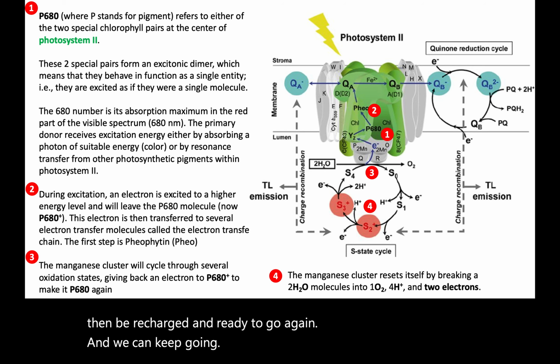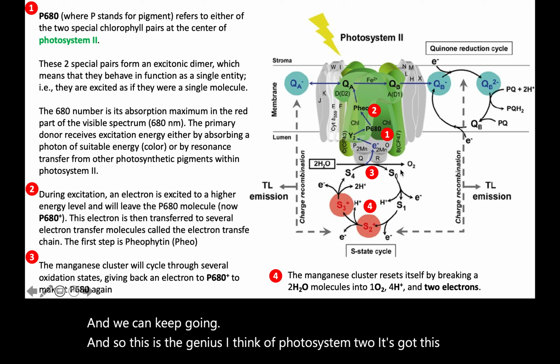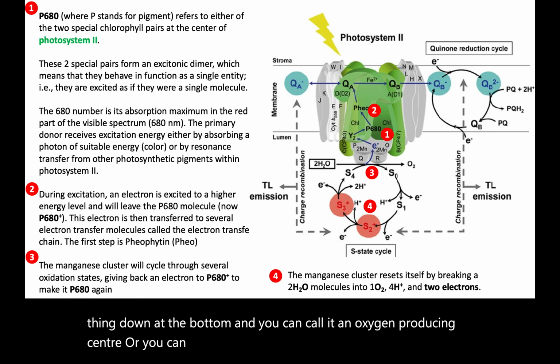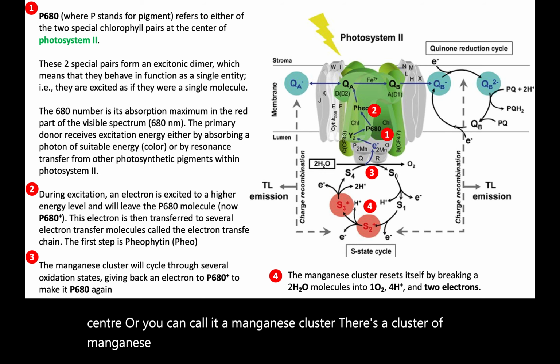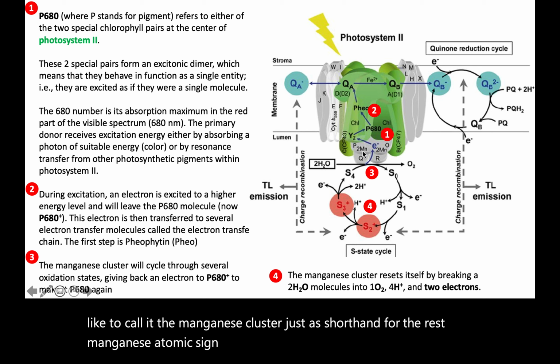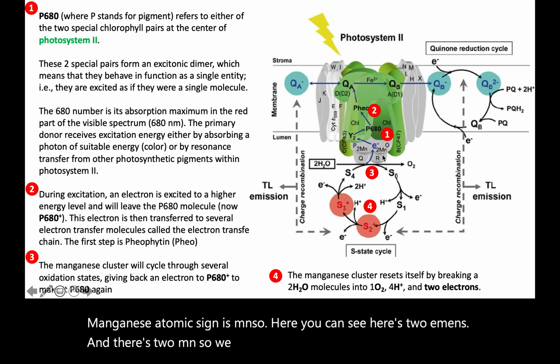And so this is the genius, I think, of photosystem II. It's got this little thing down at the bottom. You can call it an oxygen producing center, or you can call it a manganese cluster. There's a cluster of manganese atoms at the center of the oxygen production center. So I like to call it the manganese cluster just as shorthand for the rest. Manganese atomic symbol is Mn. And so here you can see here's 2 Mn's and there's 2 Mn's. So we got manganese clusters.